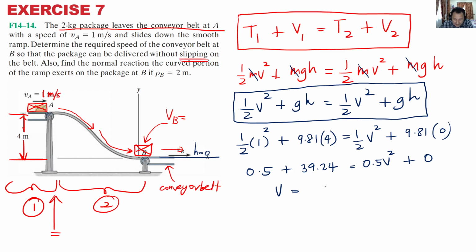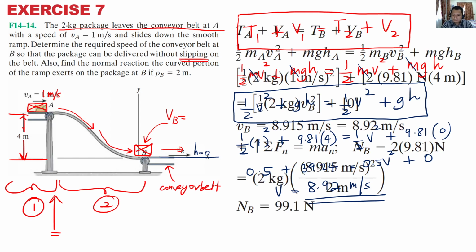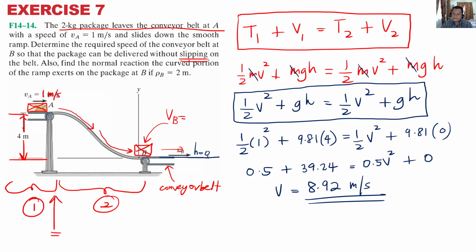So the velocity becomes 8.92 meter per second. Okay, correct? 8.92 meter per second. Alright, so we're done. So you can determine the velocity of this cart going down.